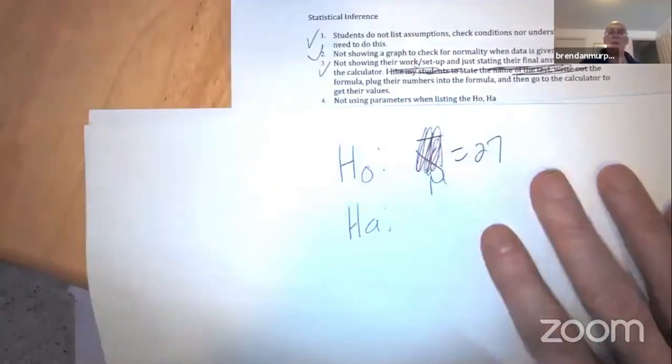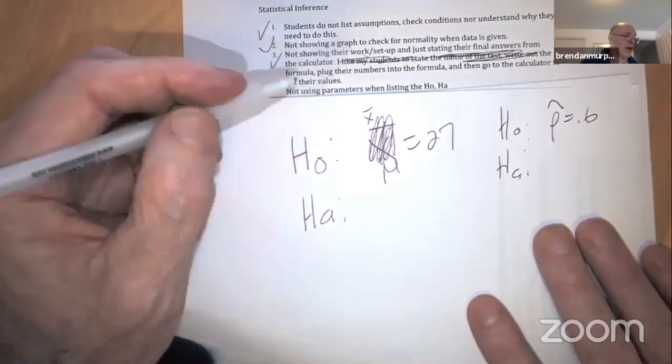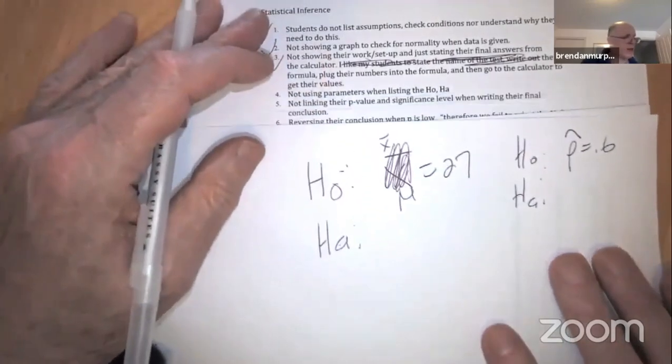So that should be mu, or it should be P equals 0.6 with proportions. So P hat here would be wrong, and of course X bar here would be wrong. So just watch that. We do see that a lot as students confusing sample statistics with population parameters. When I'm stating my null and alternative, these need to be population parameters.